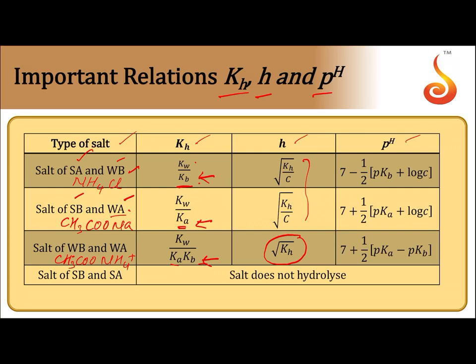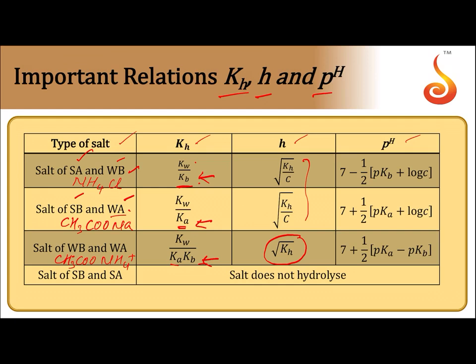When you take a salt of strong acid, the pH is going to be less than 7. So the formula will be 7 minus pKb by 2 minus half log C. Both are minus and minus signs, we have taken common here. If it is a salt of strong base, the pH is going to be more than 7. Therefore 7 plus and plus will come in this case: 7 plus pKa by 2 plus half log C.